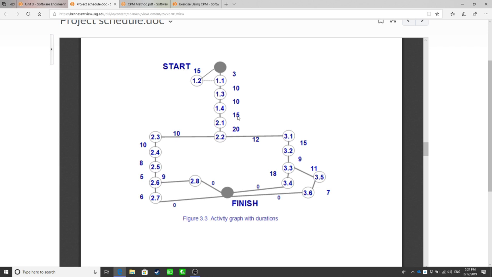Then how about 3.1? How long would the activity 3.1 be? 15. It's actually 12. Oh, really? Yeah, you go from the start. To get to 3.1? Yeah, it's 12. The duration of 3.1 is 12. Okay. So you find the path from the start to the finish. You find the direction, then you know what you have to go through. This 3.1 really means the finish of 3.1. Oh. Okay.